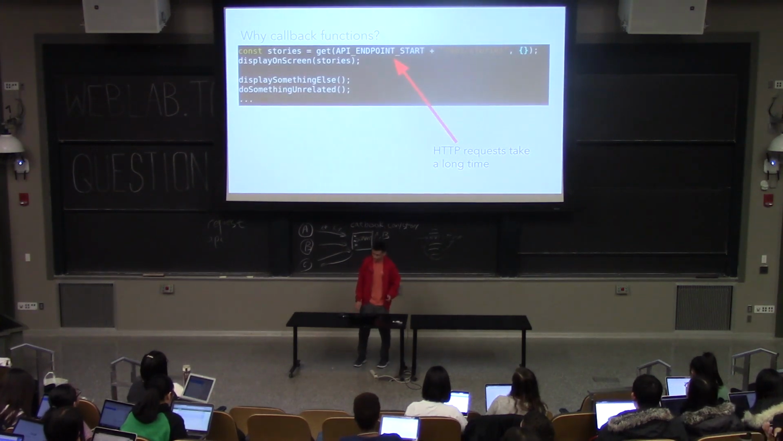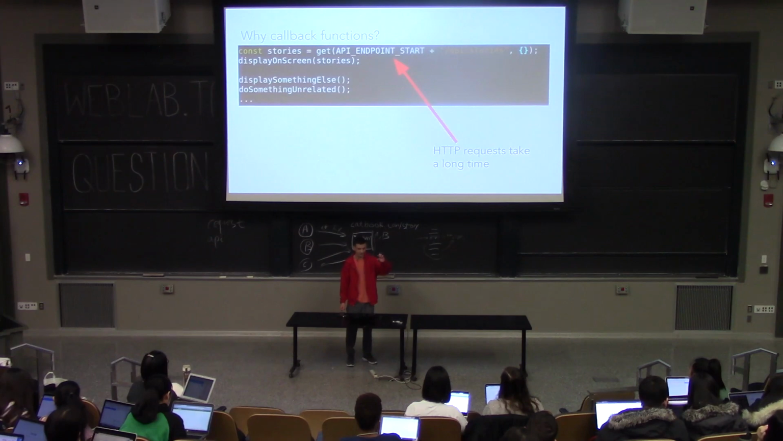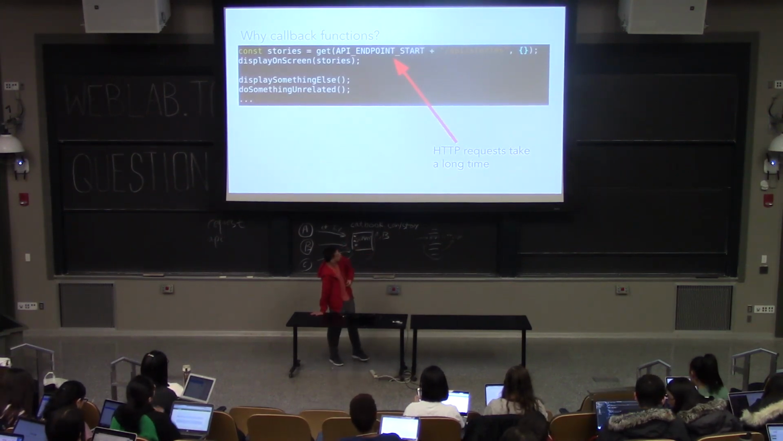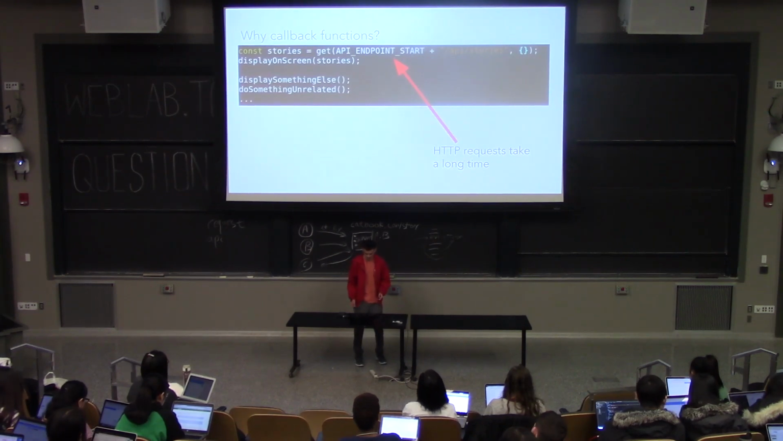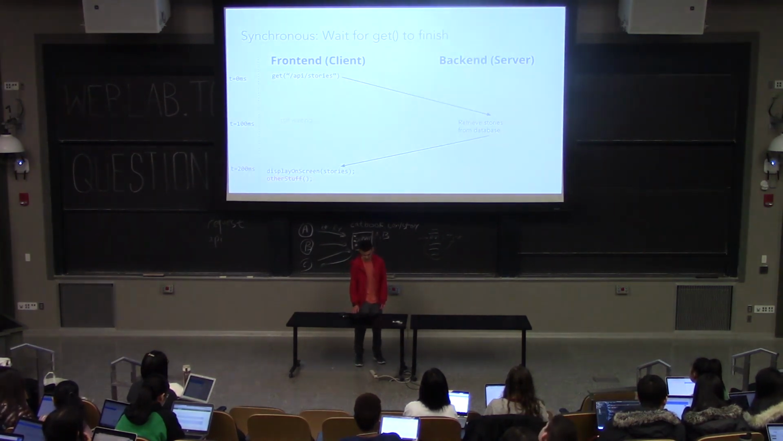Well, it turns out this implies that every line of code would be executed one after each other in a synchronous fashion. So you would send this GET request, and wait for the GET request to come back before returning stories and moving on to the second line, display on screen. Now, HTTP requests can take a long time. They might take on the order of a few hundred milliseconds or something. So that's a lot of time to be waiting.